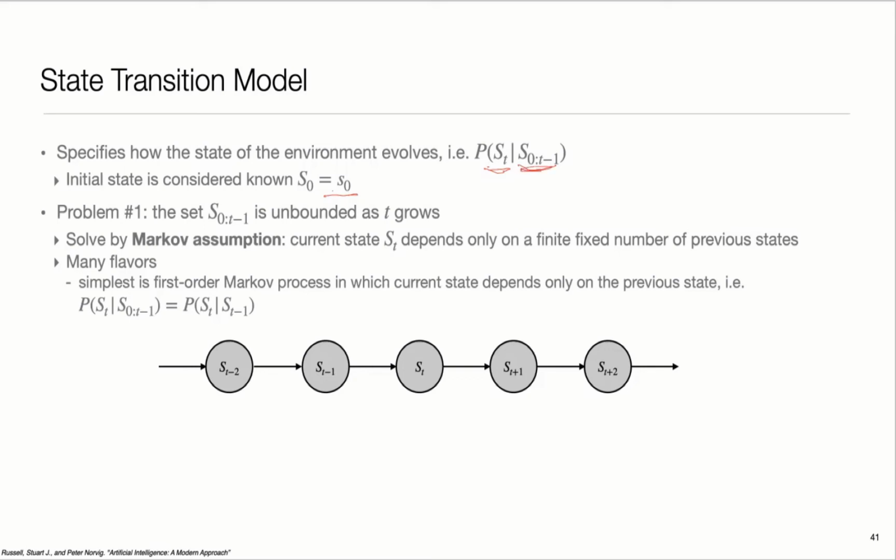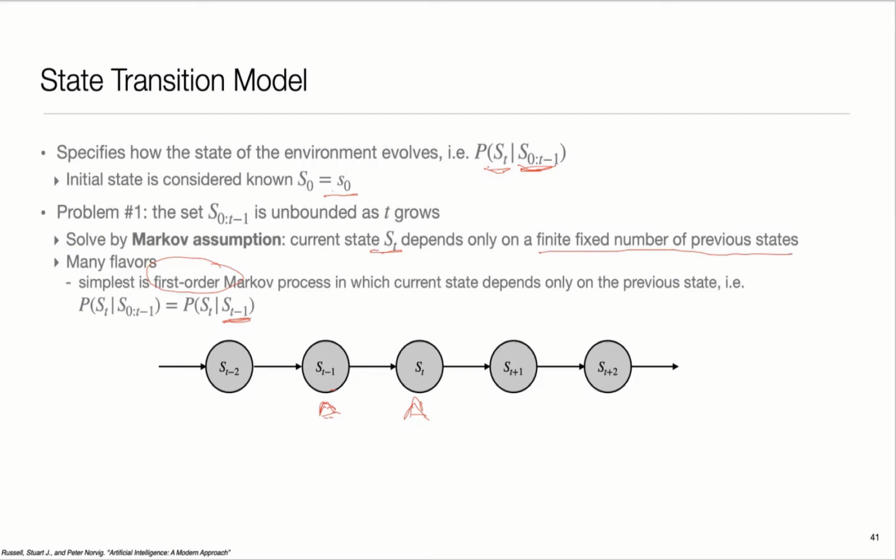And so, as you may have seen in many of your other courses, we in engineering solve this by making the Markov assumption, which says that S of t depends only on a finite, fixed number of previous states. Very commonly, we use the so-called first order model, which says that S of t depends only on the preceding state. So all information that is necessary to learn about S of t is captured in the prior one. Given S of t minus 1, I am independent of anything which came before that. So that's the very common one.